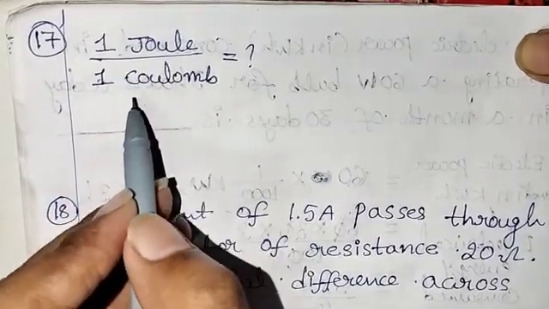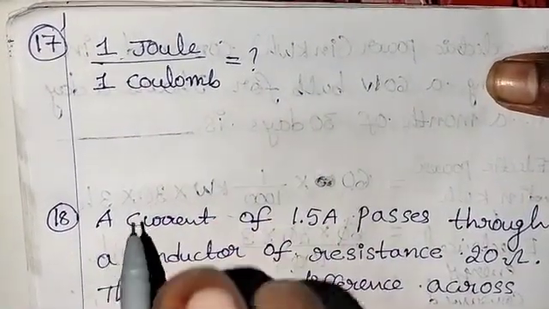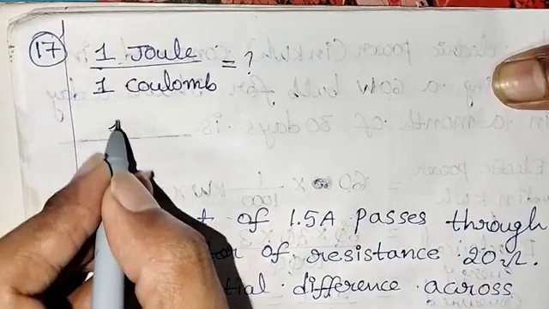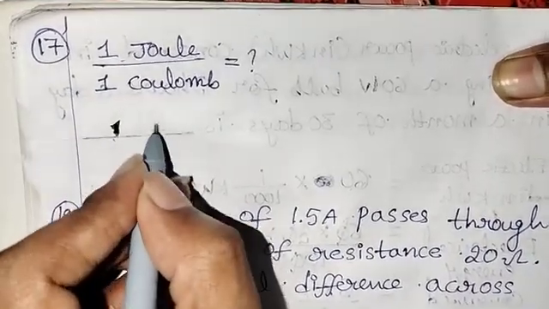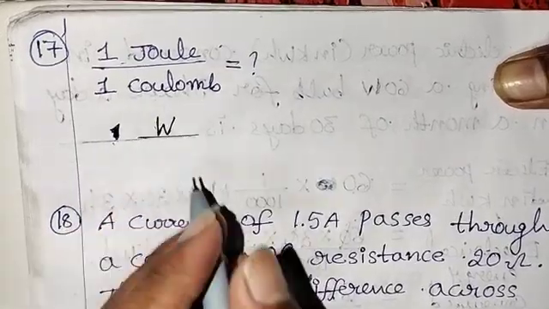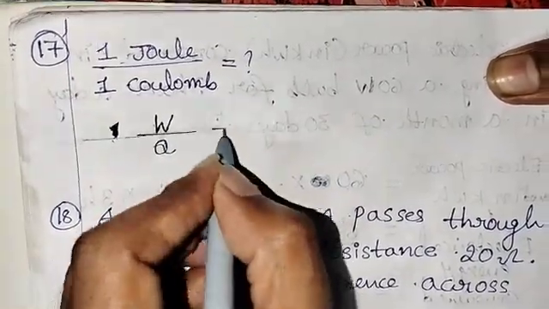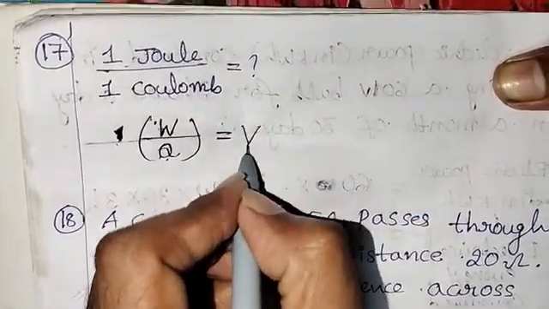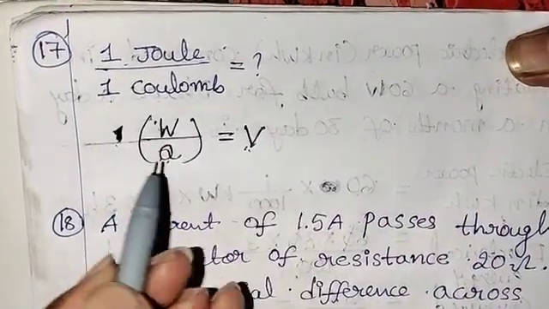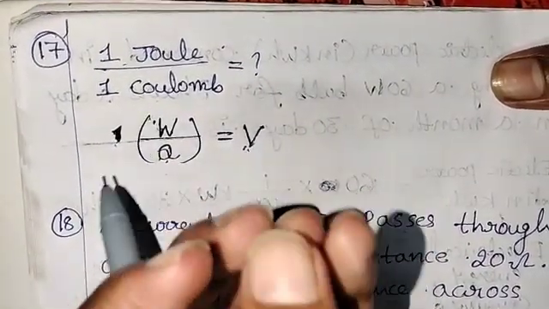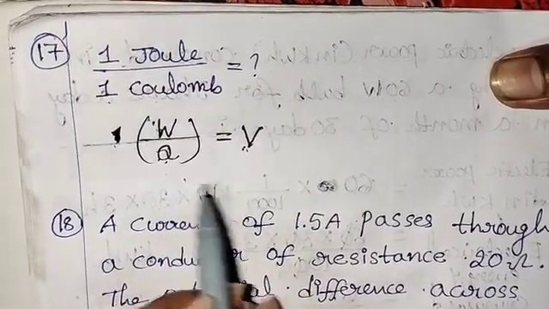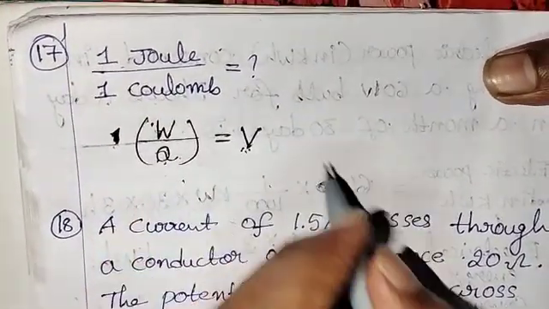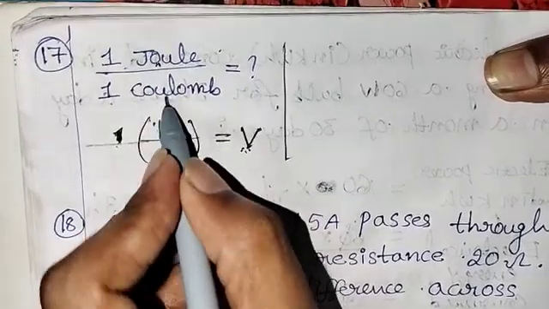1 joule by 1 coulomb is equal to... so this is a units based question, a very very important model. 1 joule, joule is a unit of what? Work done. So work done by 1 coulomb. Coulomb is a unit of charge, Q. So work done W by Q, work done by charge. So work done by charge is the formula for voltage. Voltage is nothing but the amount of work done on unit charge to move it from one point to another point. So voltage is equal to work done by charge. So joule by coulomb means work done by charge.